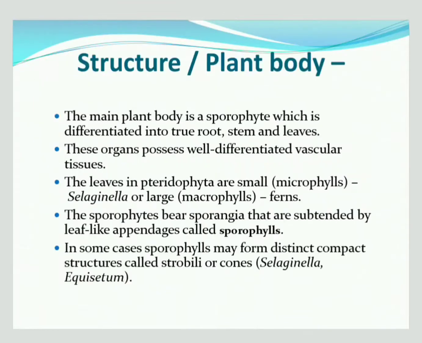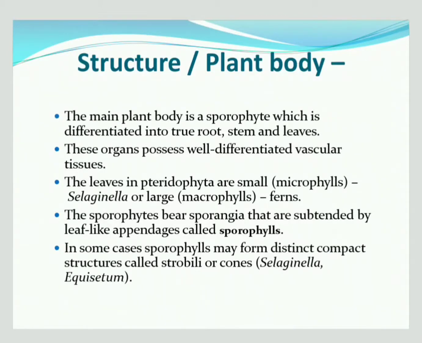If you see the plant body, the dominant plant body is the sporophyte, which is differentiated into true root, stem, and leaves, and well differentiated vascular tissues are present. The leaves in the pteridophytes are smaller or larger. If small, we call them microphylls, which are seen in Selaginella, or large macrophylls seen in the fern plants.